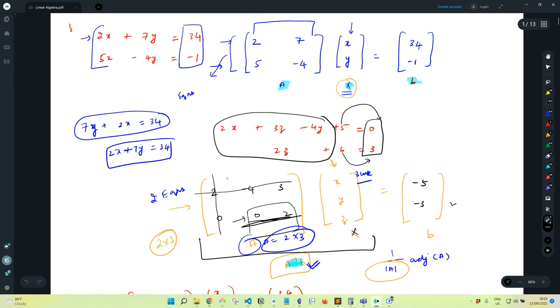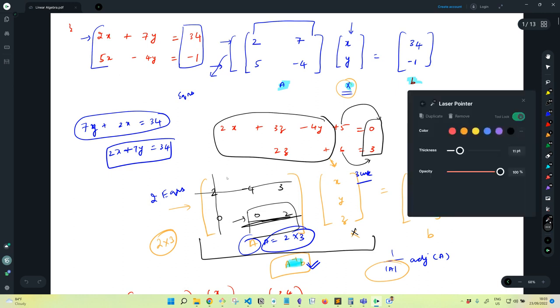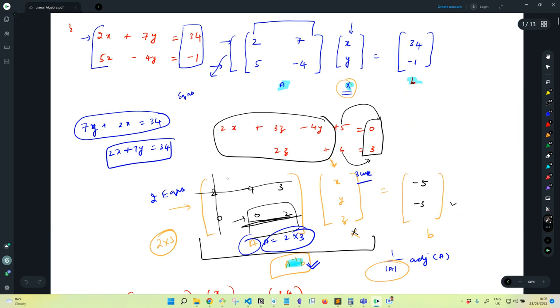You will be given. Sorry, let me take my phone. Okay. Let me increase the width.